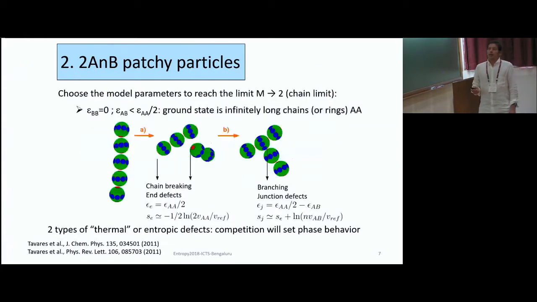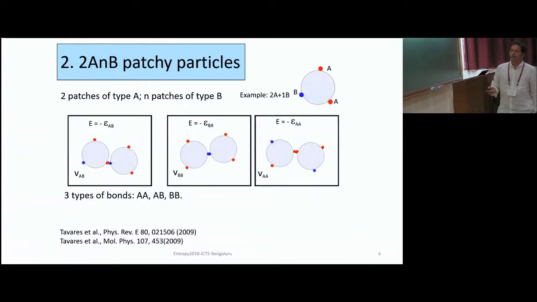And in the end, we found out that if we choose these parameters in a certain way, we can reach this limit in a very interesting manner. And so the choice of these parameters is the following, to reach this limit. So let's put the BBs equal 0. This means that you don't have this type of bonds. So you just eliminate this type of bonds.